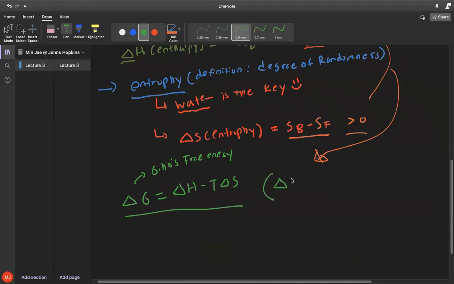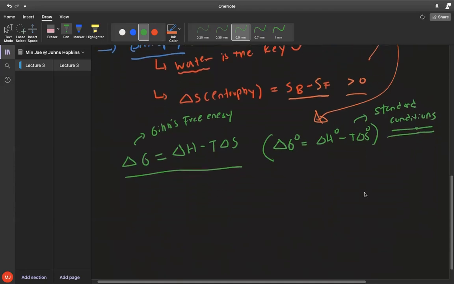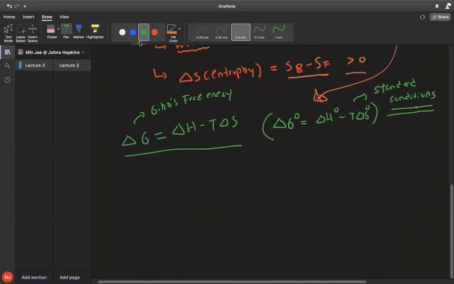Note that there is some difference. I'm sure if you look in the textbook, there is a delta G naught, delta H naught, delta S naught. That is only for when you're trying to calculate spontaneity under standard conditions. But I'll try to swing that around later as I talk about Keq and pH and everything. But let's focus on this for now. Delta G.